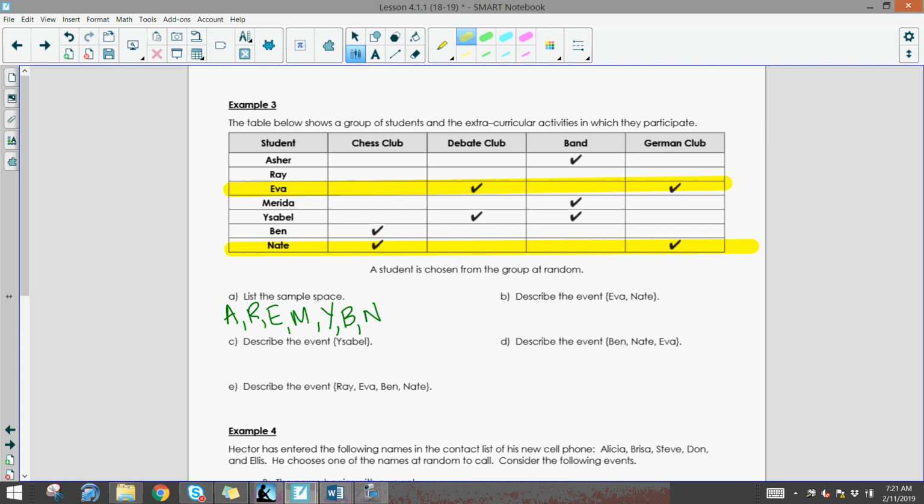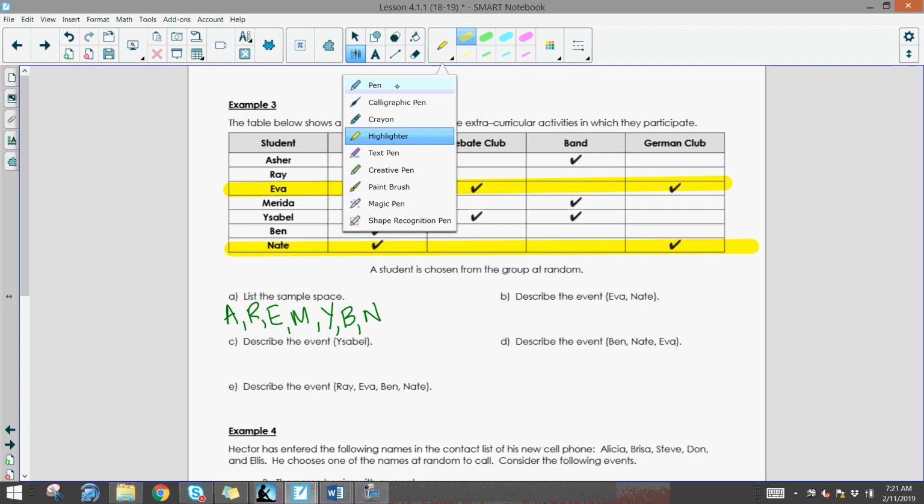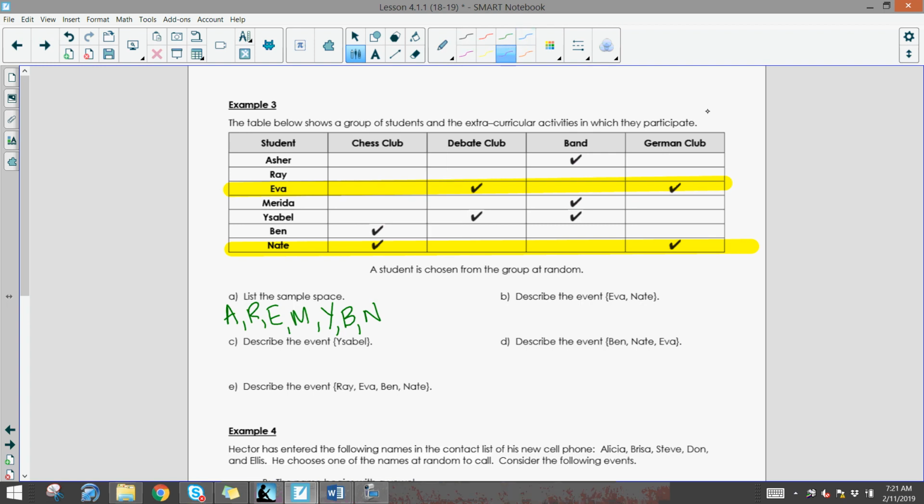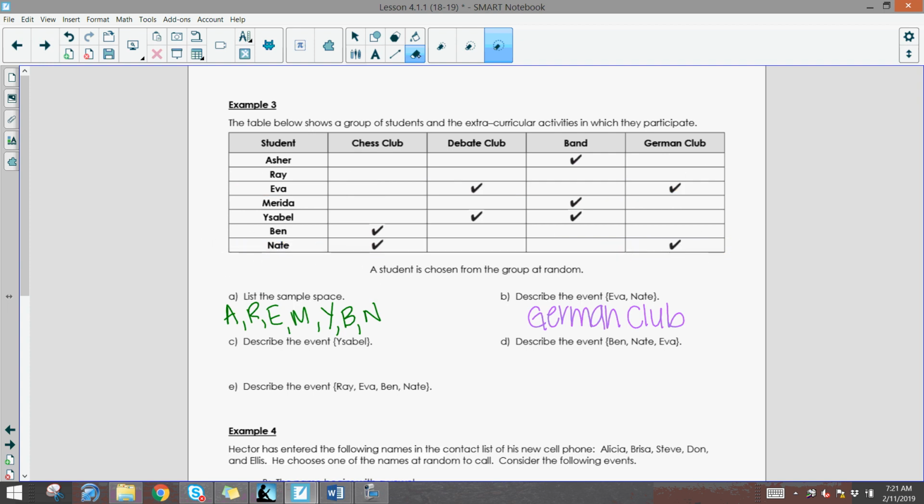What is special about these two? So if you look at this, these two are the only two that are in German club. So our event would be German club. Okay. All right. So now the next one, here we go, says describe the event of just Isabel, which I might be saying wrong, but we're going with it.